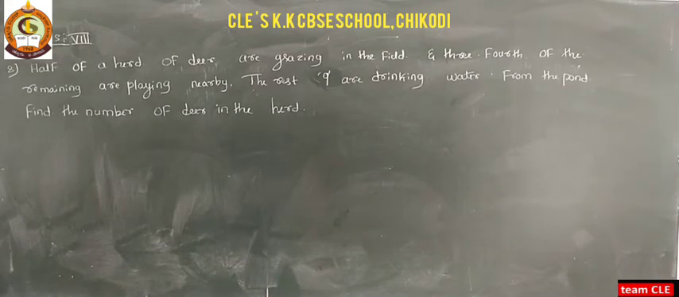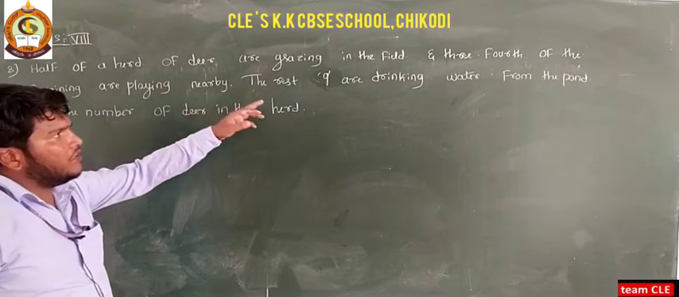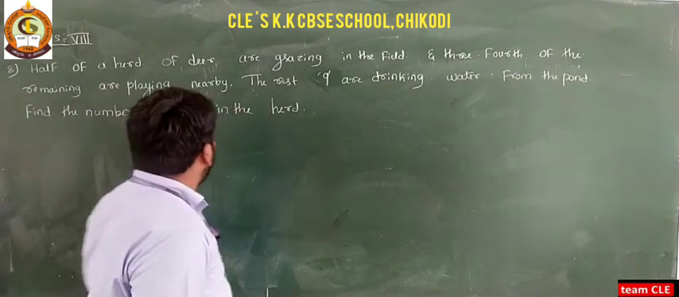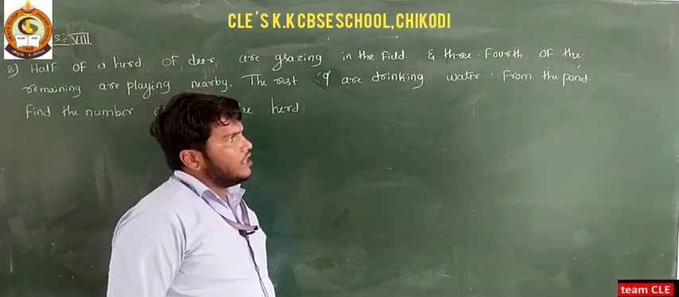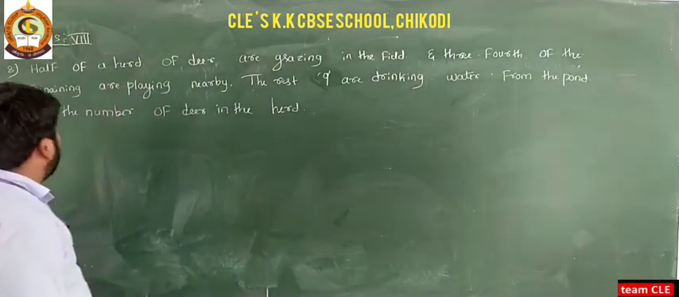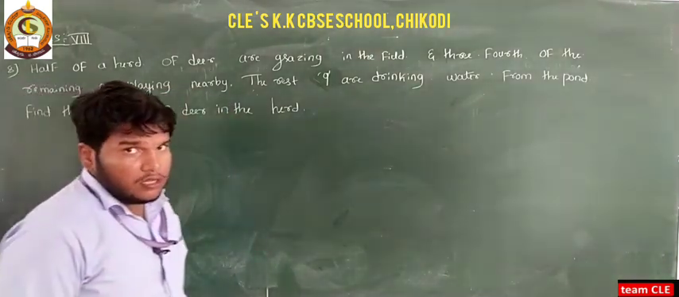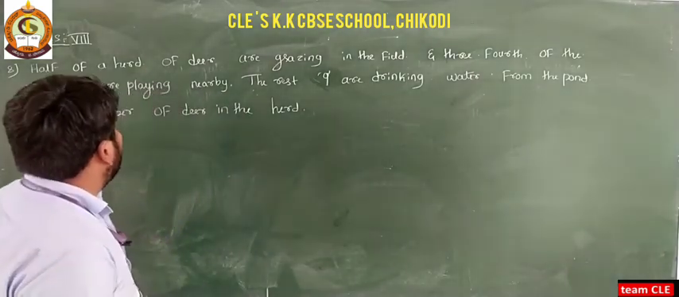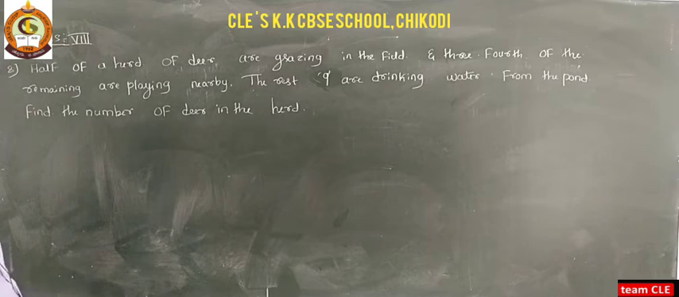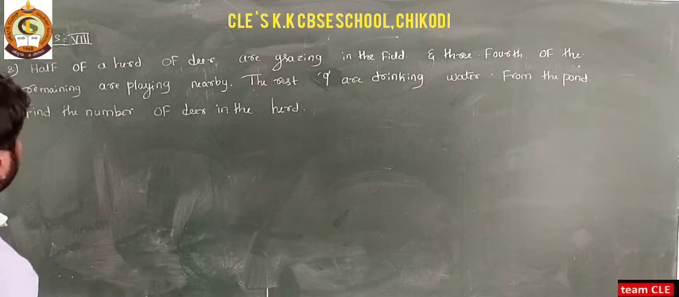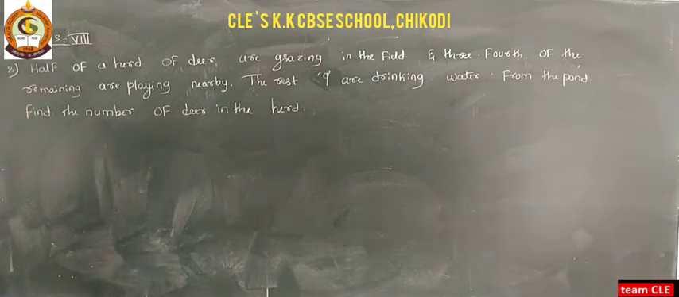Okay dear students, welcome back to one more question of exercise number 2.4, that is the 8th question. Half of a herd of deer are grazing in the field and 3/4 of the remaining are playing nearby. The rest, 9, are drinking water from the pond. Find the number of deer in the herd.